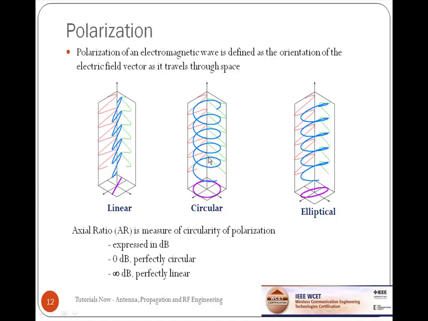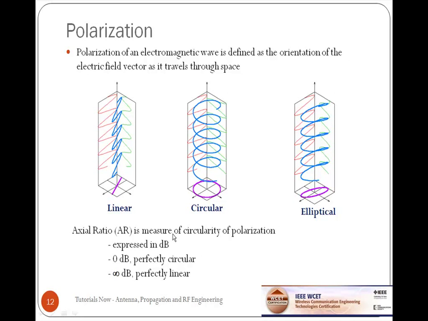For circular polarization, the electric field vector rotates and traces out the locus of a circle as the radiated wave propagates. Circular polarization is further divided into left-hand circular polarization and right-hand circular polarization, depending on the sense of rotation. For elliptical polarization, the electric field vector traces out the locus of an ellipse as the radiated wave propagates. Elliptical polarization can also be given a right-hand or left-hand sense, the same way as circular polarization. As a matter of fact, both linear and circular polarization are special cases of elliptical polarization.